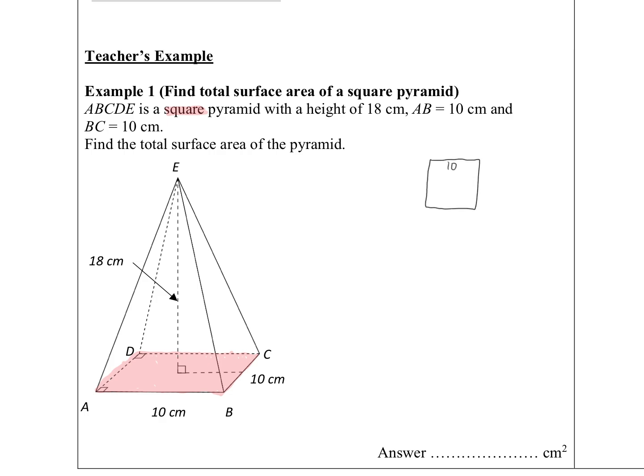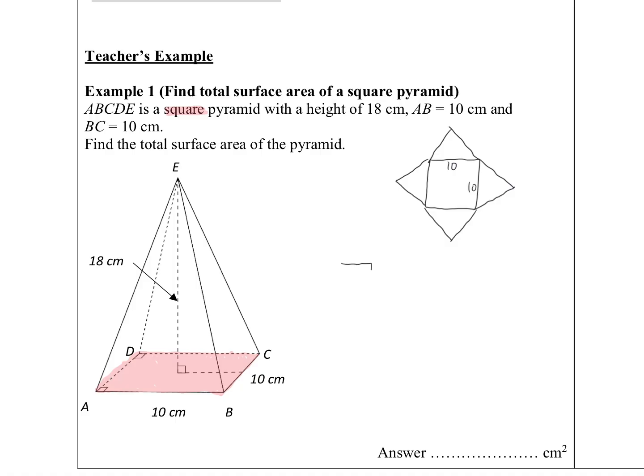So it's 10 by 10. Okay, and if you open it up like a flower, the 4 triangles at the sides are exactly the same. Same 4 triangles. So this is the net of the square pyramid. Okay, what I need to do to find the area is the base, no problem.